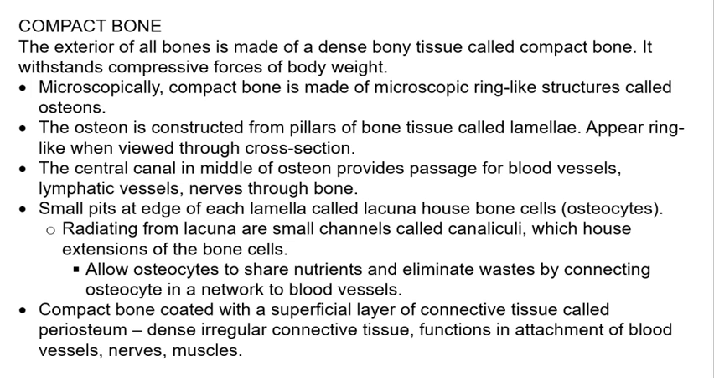The superficial surface of compact bone is coated with a layer of connective tissue called the periosteum. The primary tissue in the periosteum is a dense irregular connective tissue which functions in attaching blood vessels, nerves, muscles, tendons, and ligaments to the surface of the bone.